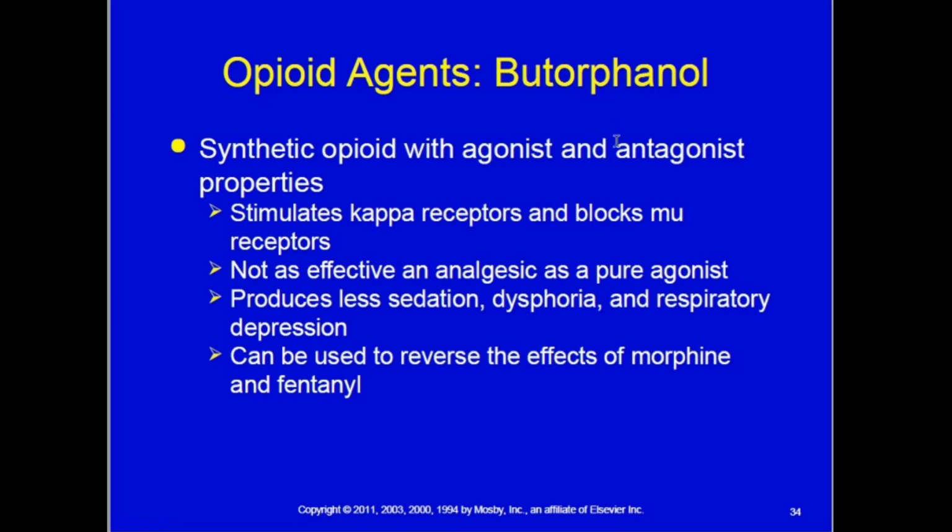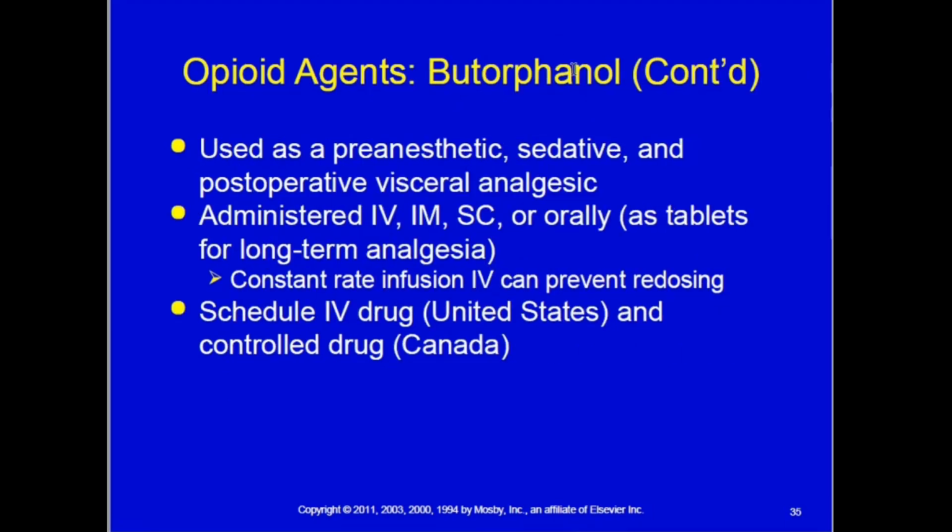They produce less sedation, dysphoria and respiratory depression as compared to morphine. They can be used to reverse the effects of morphine and fentanyl. So patients who are dependent on morphine and fentanyl, we treat with this drug, butorphanol. They are used as pre-anesthetic, sedative, and post-operative visceral analgesic. It can be administered IV, IM, SC, orally also. It can be given epidurally or in the spinal CSF. They fall under Schedule 4 drugs.